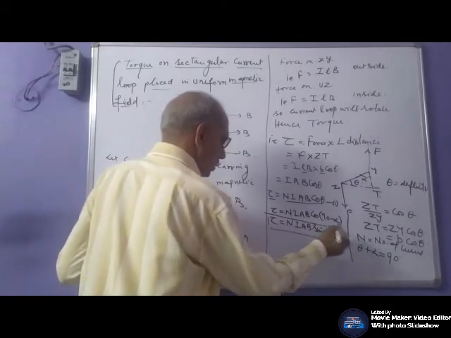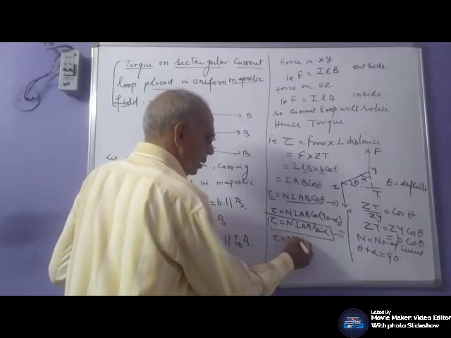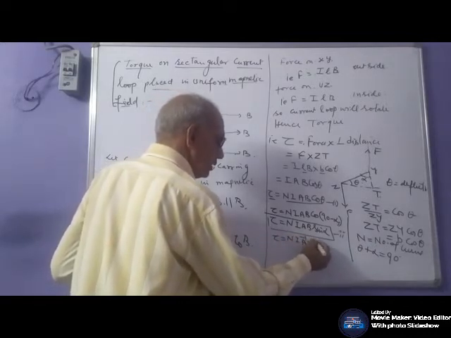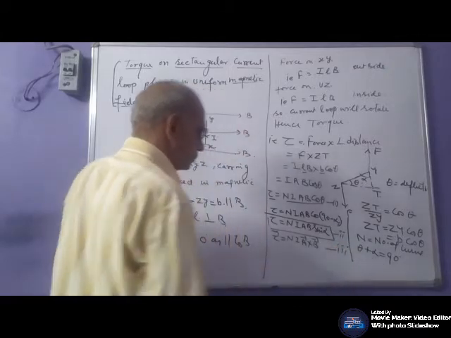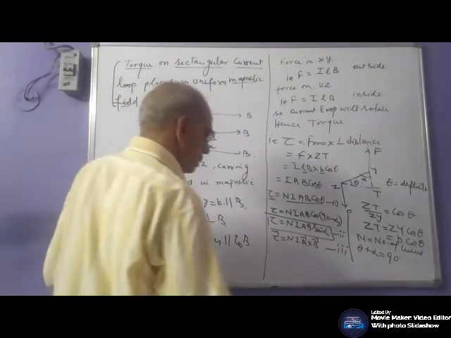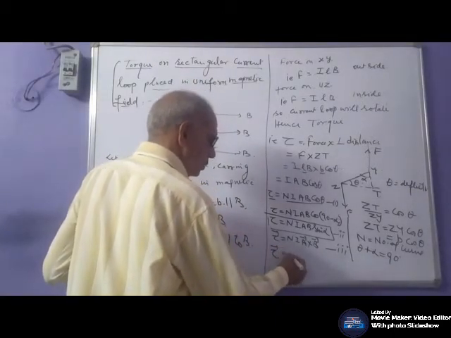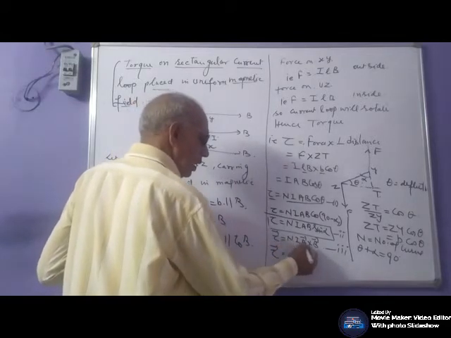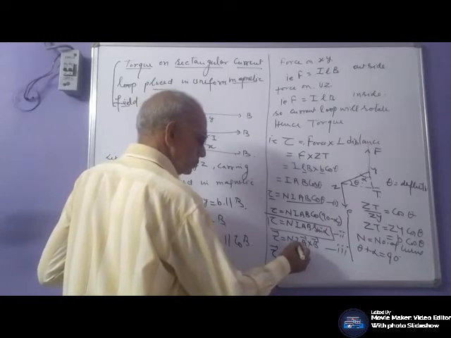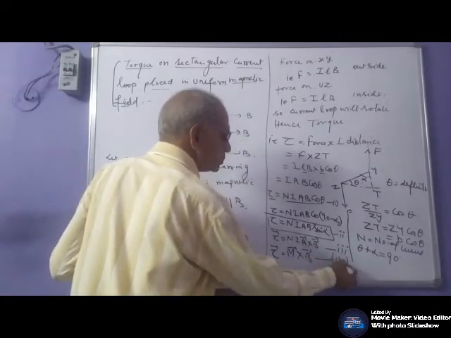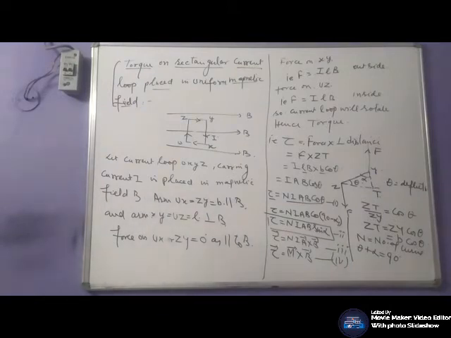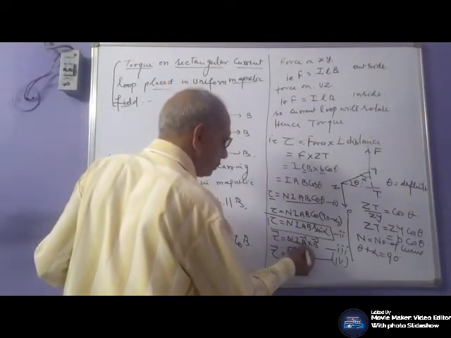Second, torque is N I A cross B. Third, this torque: N I A is M, M cross B. This is the torque on a current loop placed in a uniform magnetic field. This is M.